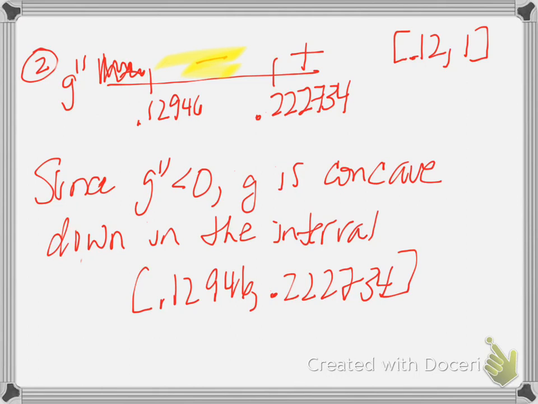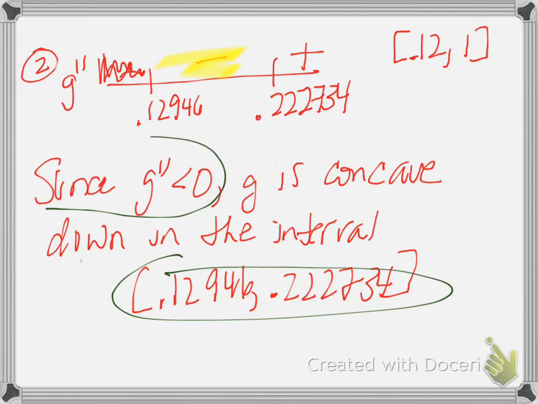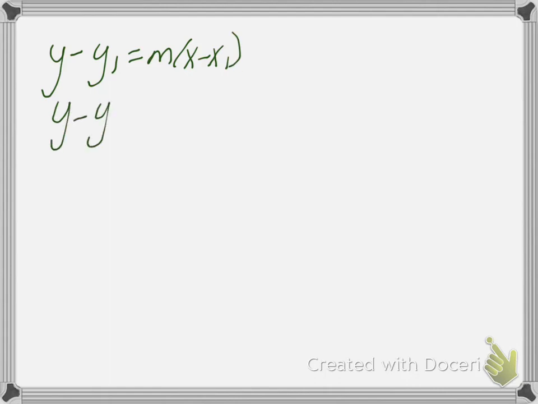What were the point values for this? If you got the answer, that was worth 1 point. But if you said it was because G double prime is less than 0, that got you 1 more point. Now for part C, we have to write an equation for the tangent line. So right away I'm starting like this. And they want to know when x is 0.3, so I can put that in there.